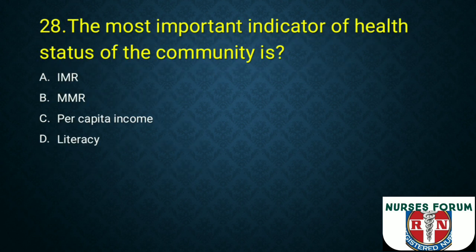Next question. The most important indicator of health status of the community is infant mortality rate, maternal mortality rate, per capita income, literacy. The right answer is infant mortality rate.